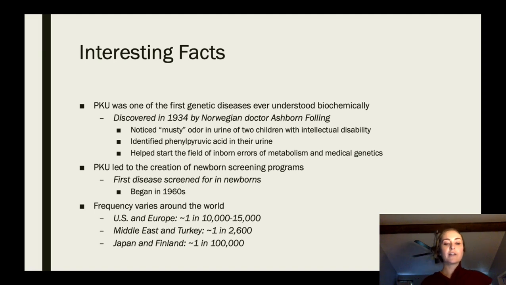PKU was actually the first disease that was screened for in newborns in the United States, and this began in the 1960s. Now newborns, especially those born in a hospital setting, are screened via heel prick at birth.